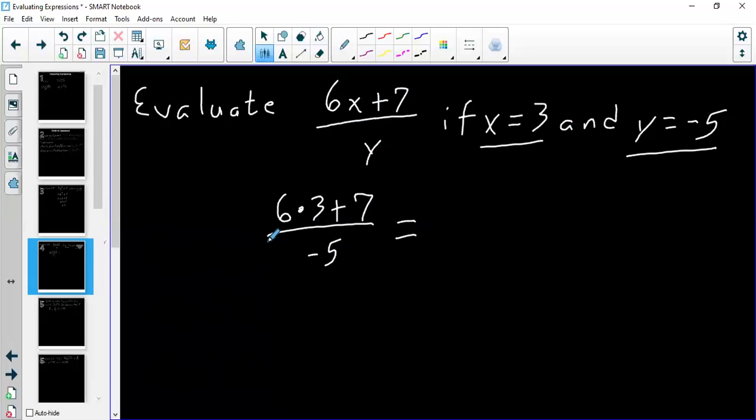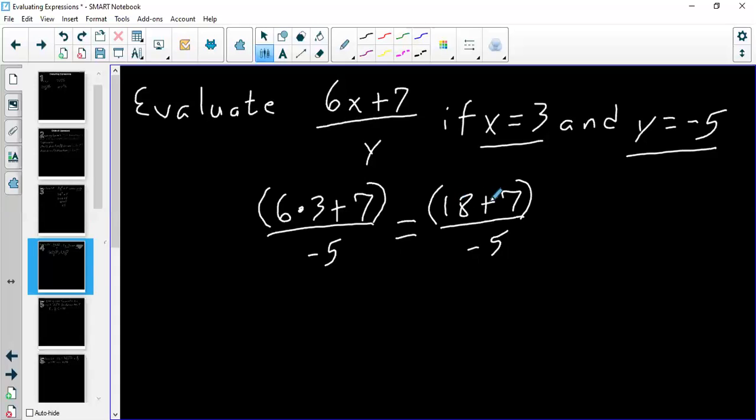All right, so a fraction bar is a grouping symbol because it tells you to do everything up top before you do anything with the bottom. That is, you don't want to do 6 divided by negative 5. So it's sort of like having a parentheses here. So I've got to do everything up top first. So 6 times 3, so I get 18, plus 7 divided by negative 5. We can still consider the top grouped together.